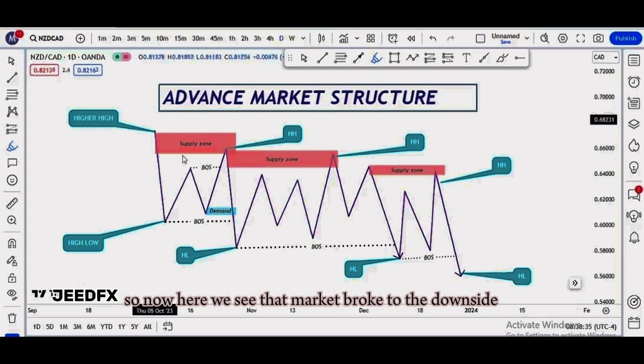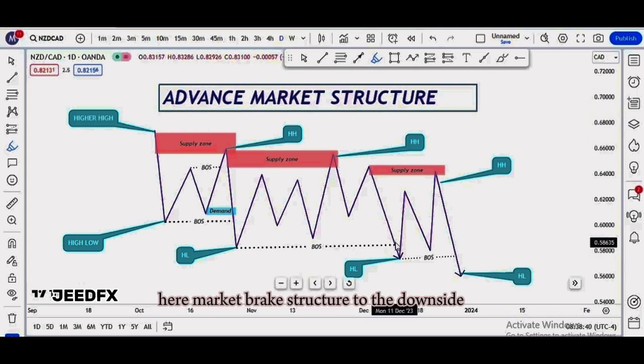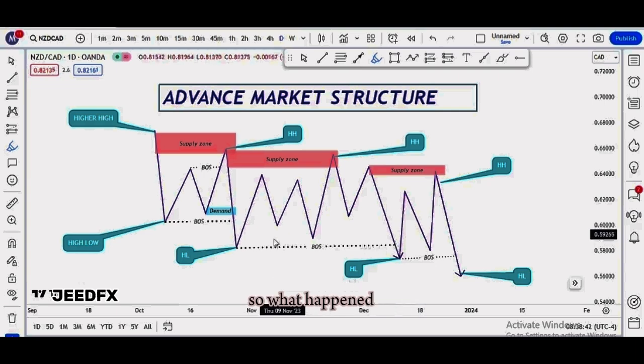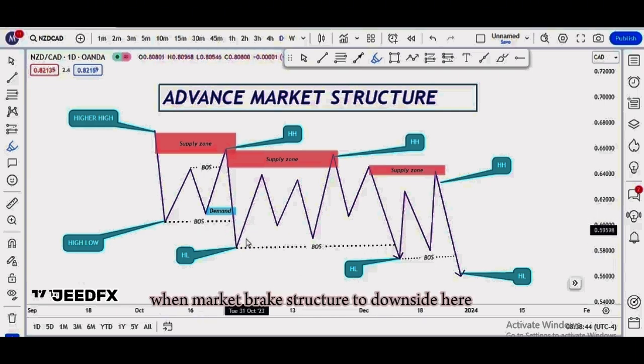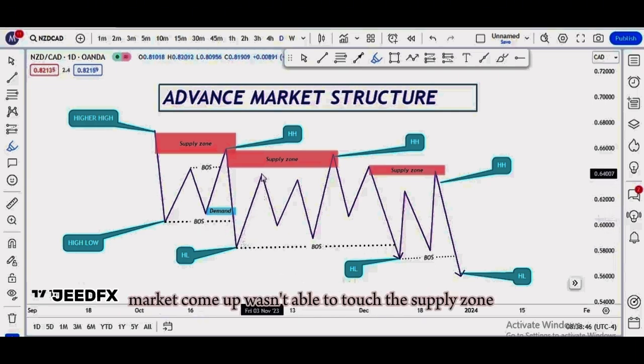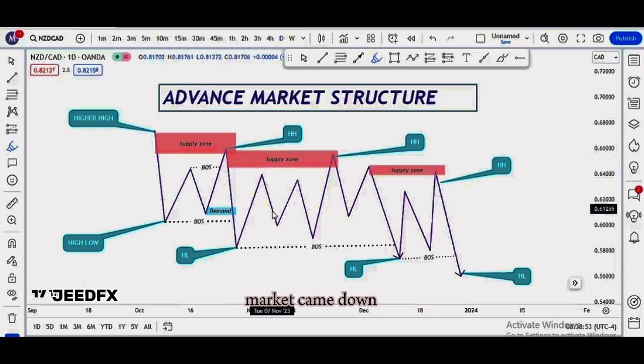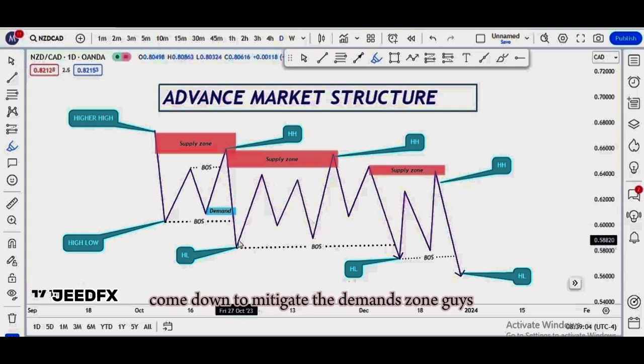So now here we see that market broke to the downside here. Market broke structure to the downside. So what happened when market broke structure to the downside here? Market came out, wasn't able to touch the supply zone. Market didn't touch our supply zone. Market came down, went back to mitigate the supply zone here. Come down to mitigate the demand zone, guys.